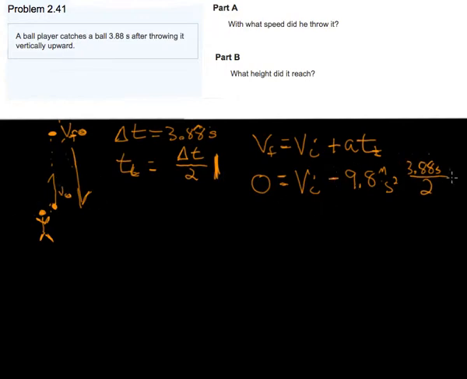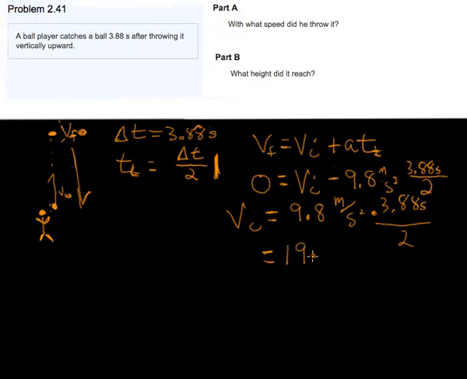So I want to take all of this negative quantity and I'm going to move it to the other side of the equal sign. So I'm going to add it to both sides. So I get VI equals 9.8 meters per second squared times 3.88 seconds divided by 2. And plugging that into my calculator, I get 19.0 meters per second. Alright.